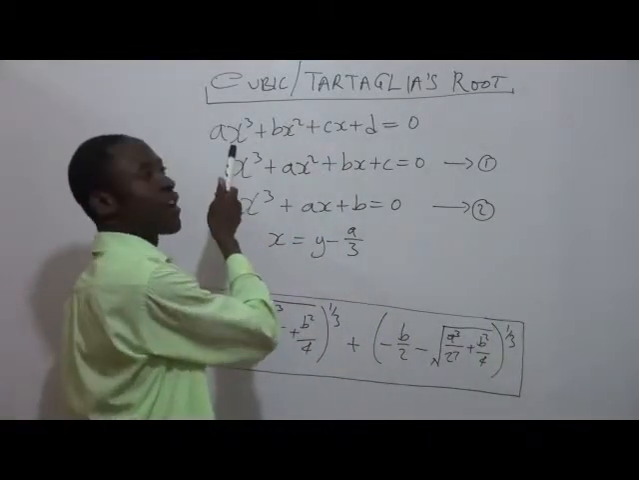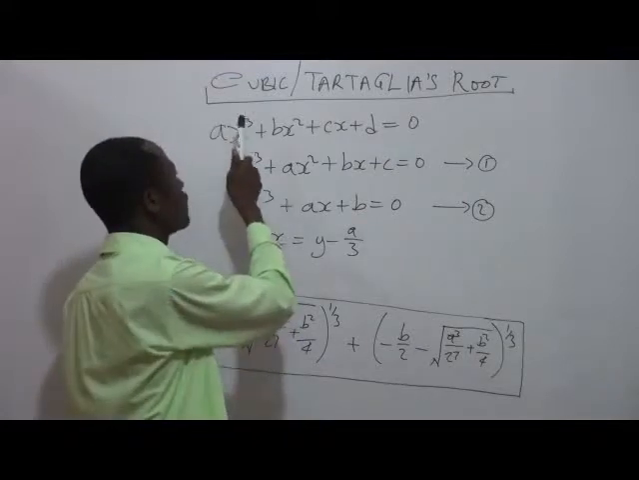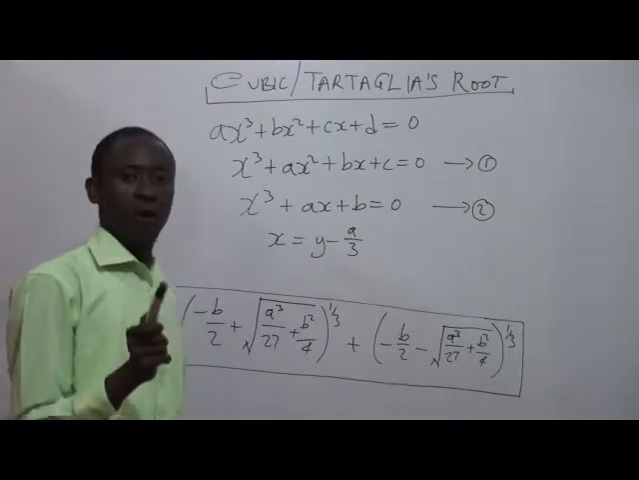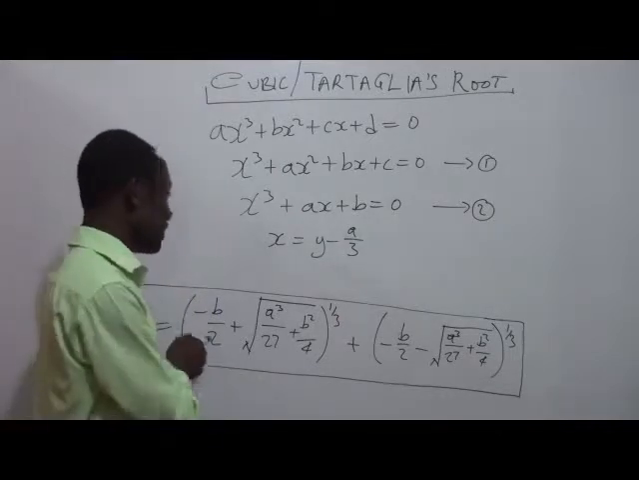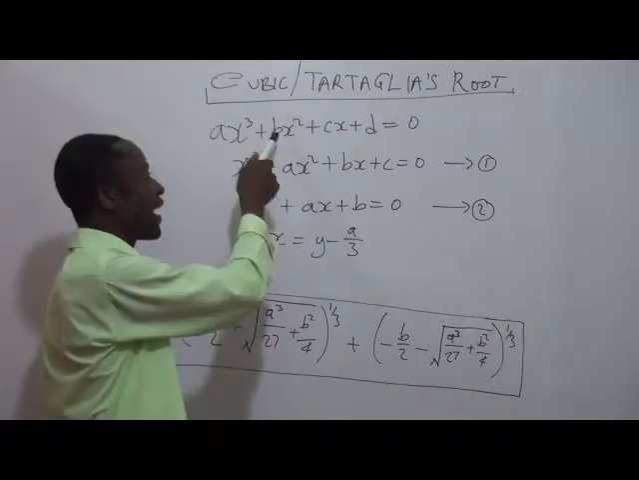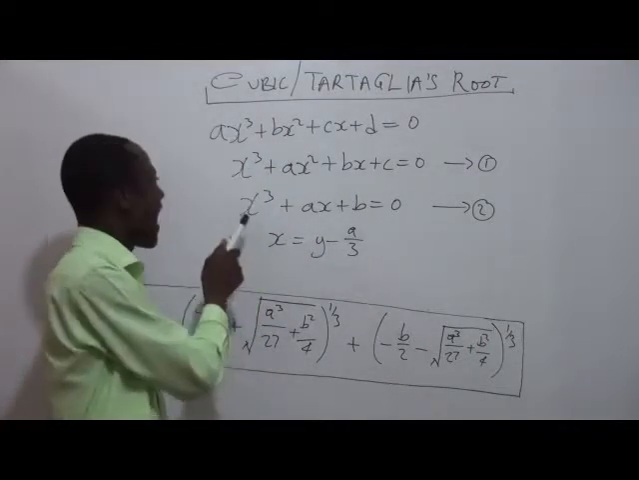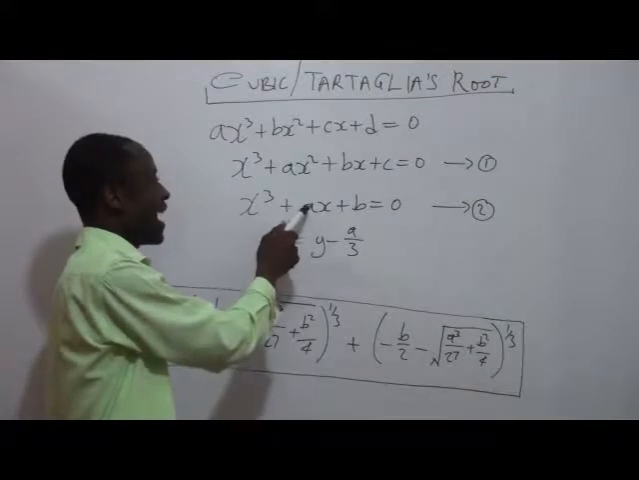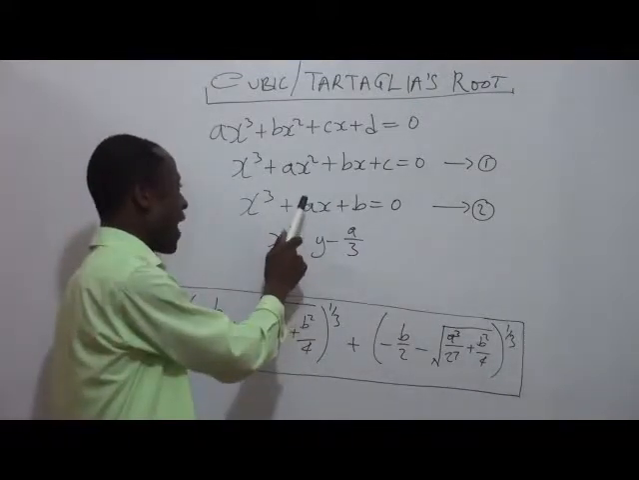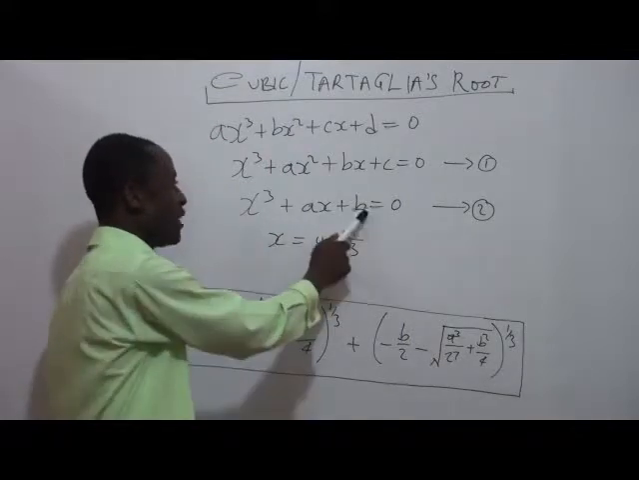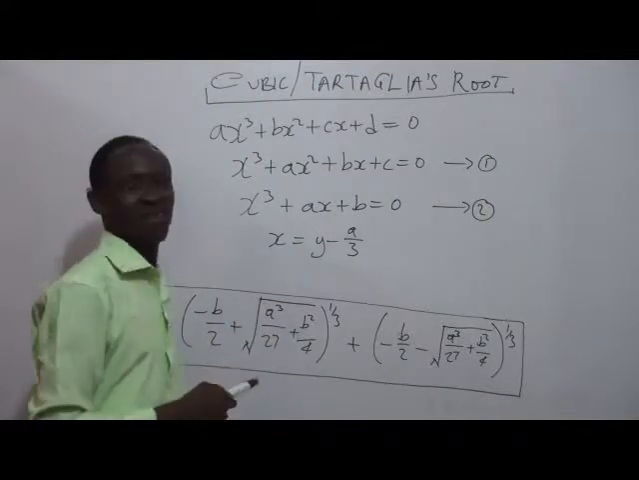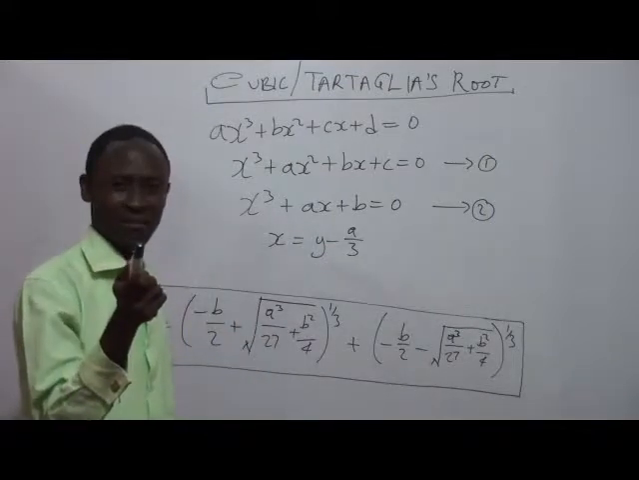Now, we can still see our cubic equation on the board: ax cubed plus bx squared plus cx plus d is equal to 0. Before we can use this equation, we must transform the cubic equation into the form x cubed plus ax plus b is equal to 0, where we have our a and b, after which we can substitute them into the equation. But how do we do that?